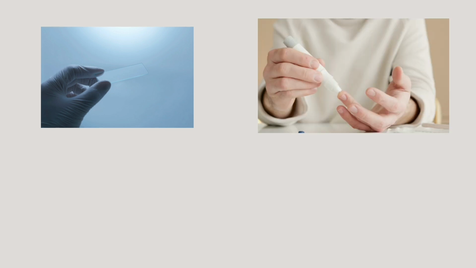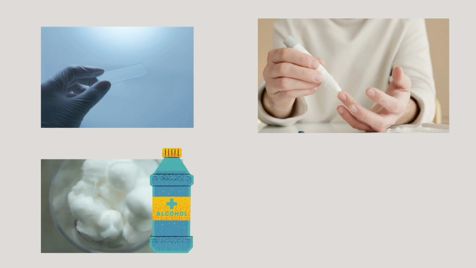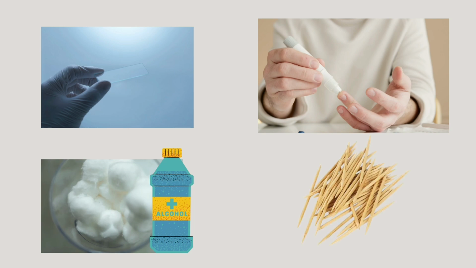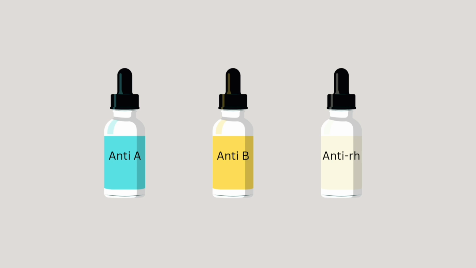The following materials will be required for ABO blood grouping: a clean glass slide, a pricking device with pricking needles, cotton moistened with rubbing alcohol, and toothpicks. And we already know that the ABO blood group kit consists of antiserum A, B, and D antibodies.